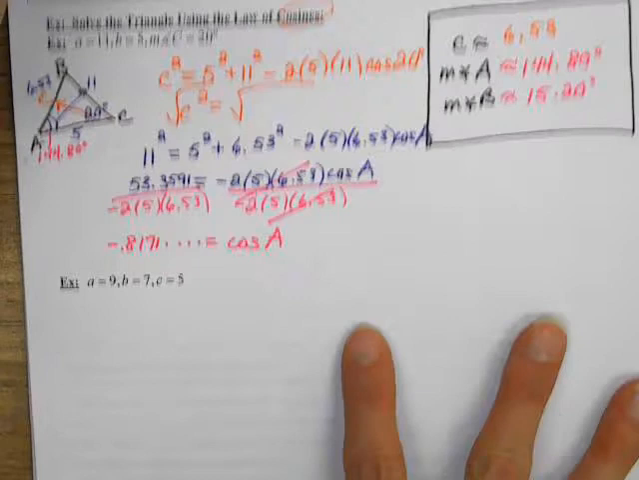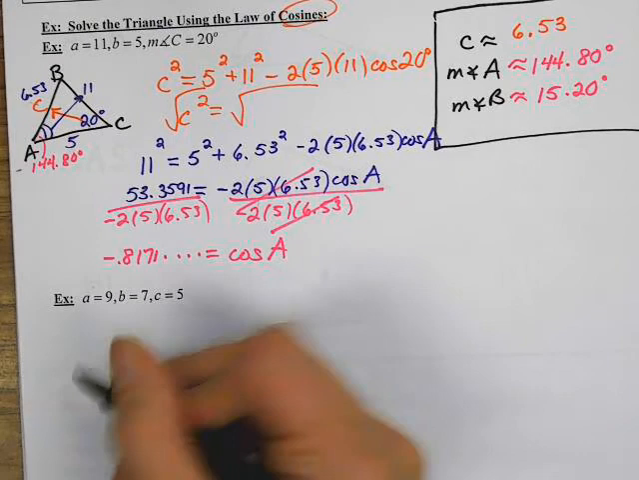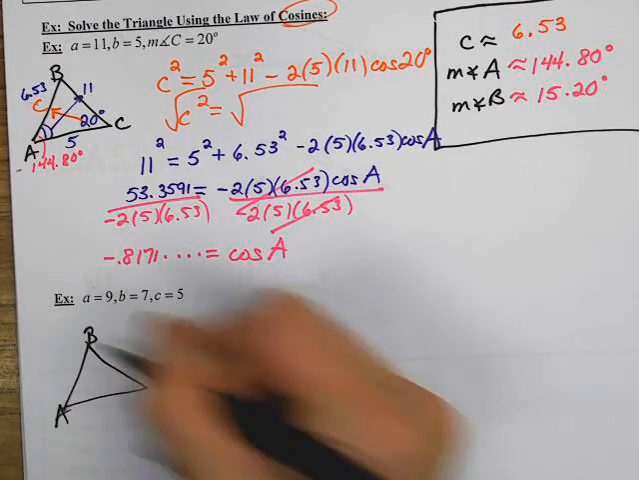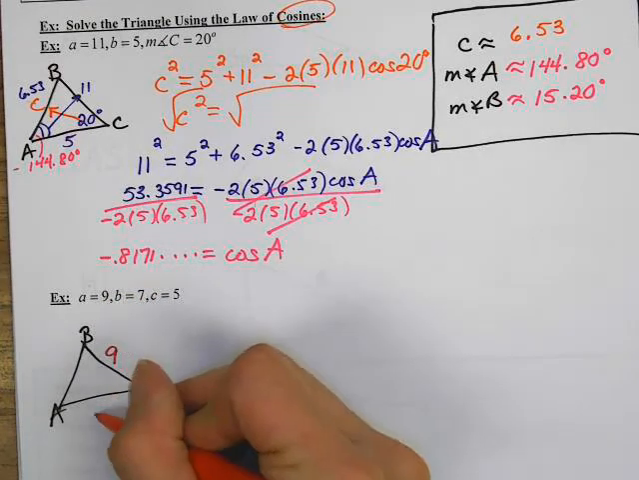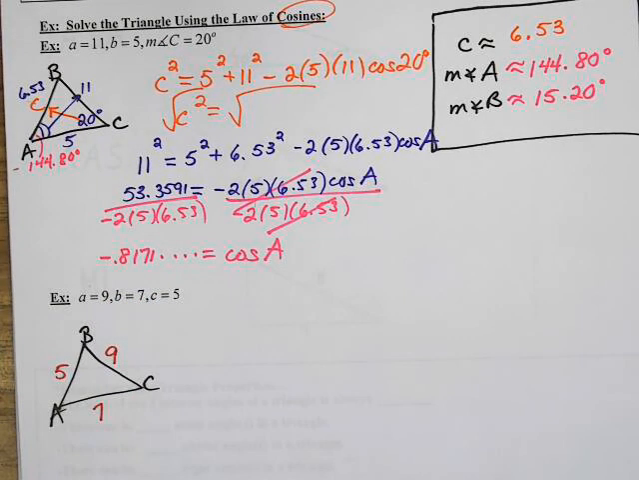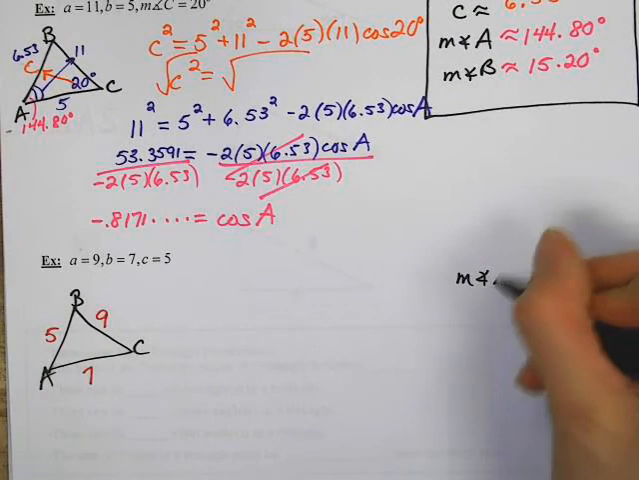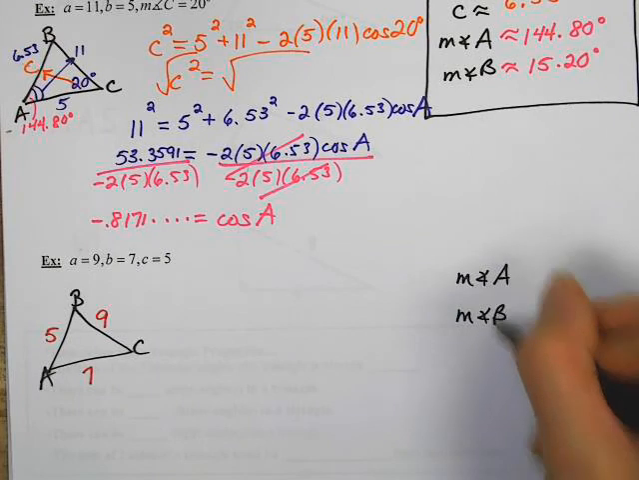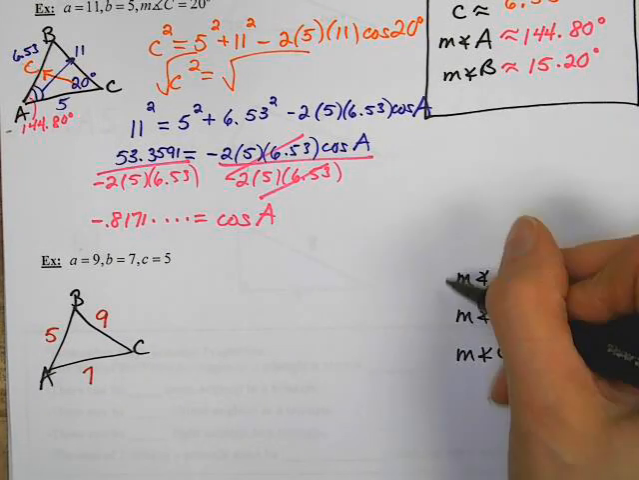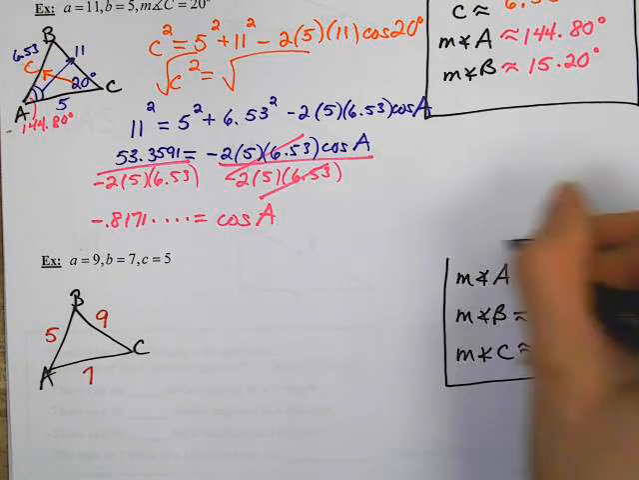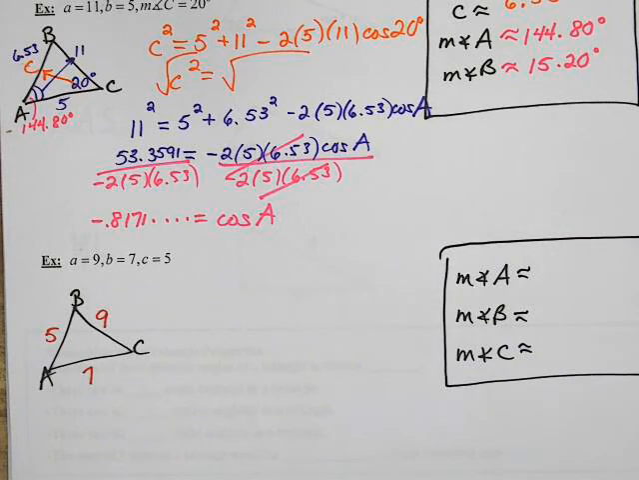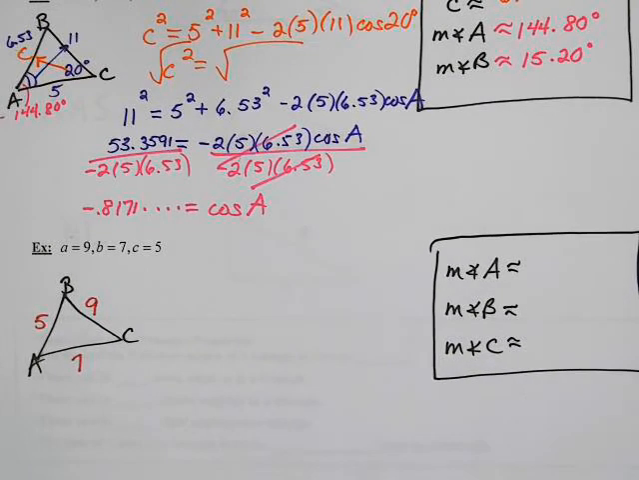All right, let's do it again. We've got a triangle right here, ABC. Let's write down what we know. So we've got little a is 9, little b is 7, little c is 5. Okay, our job for this problem is to find the measure of angle A, the measure of angle B, and the measure of angle C. Once we find two of the angles, we can just subtract for the third one. Okay, but we are going to have to do law of cosines 2 times. Okay, which one do you want to go for first?